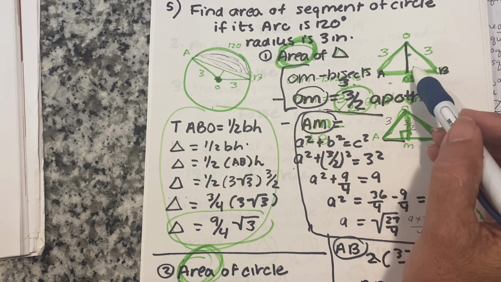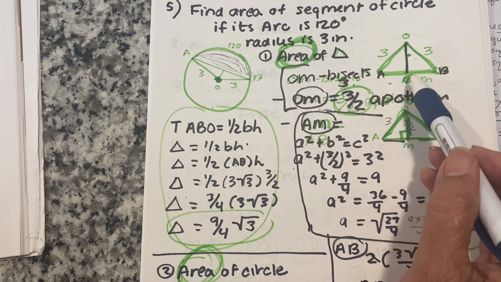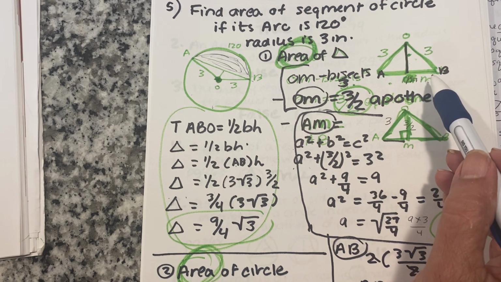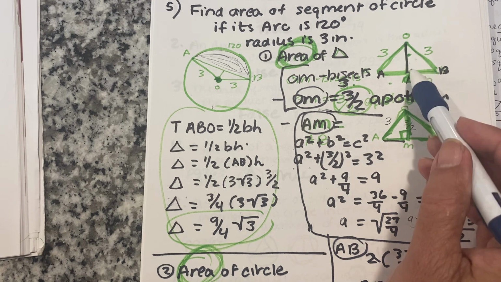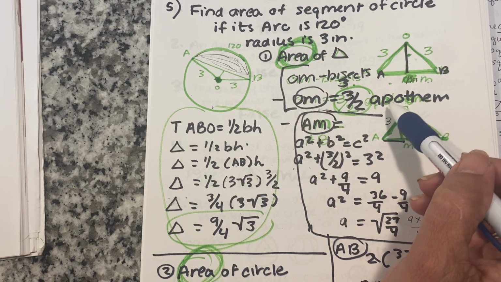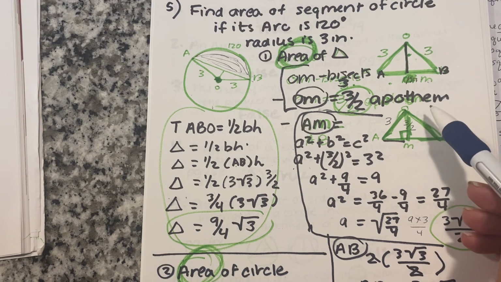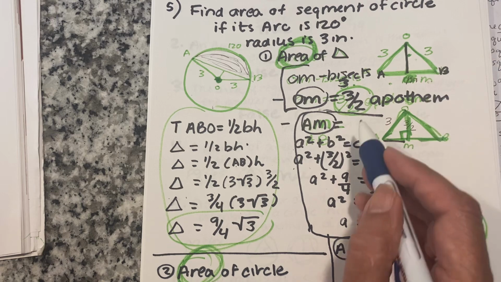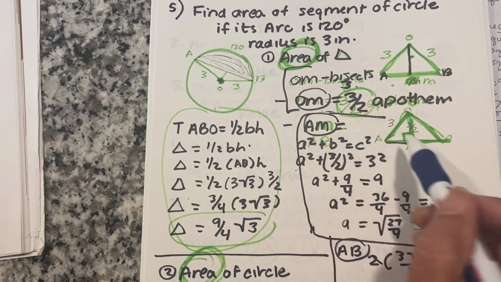And this here, OM, let's put OM there so you can see it better. We know that this bisects. As it bisects, OM is going to be the apothem, as the apothem in the triangle there bisects. So we know it's going to be half of 3, so 3 divided by 2 is going to be the apothem. So we know the apothem is going to be 3 divided by 2.